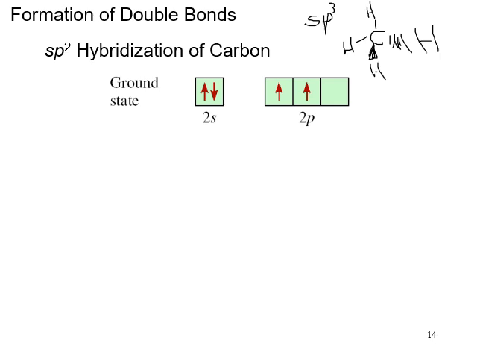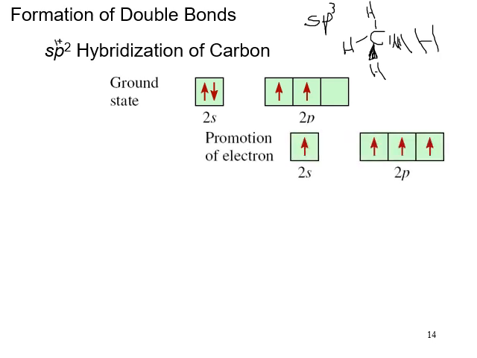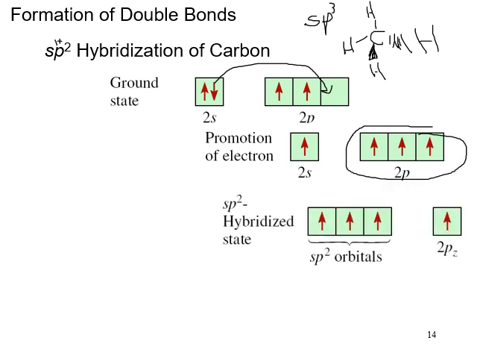Sp2 hybridization is where you have 3 bonds. Remember, 1 plus 2 equals 3. So if you just have carbon here, think about doing the hybridization again where you promote one of them. If I do that, then I have 3 of these that could possibly form bonds. But when we look at them as hybridized, they get renamed.